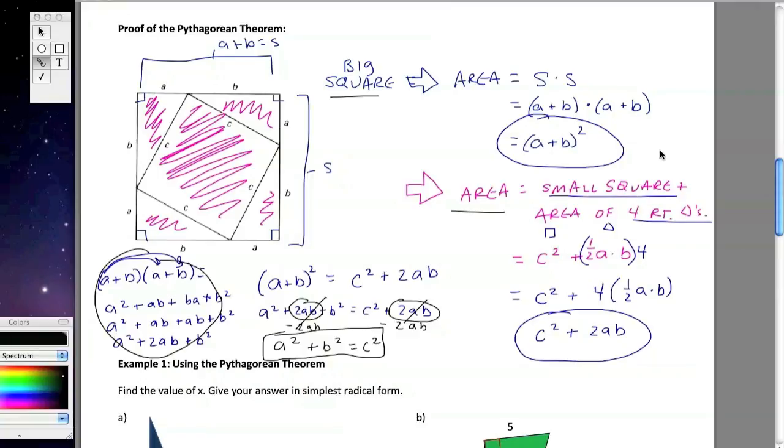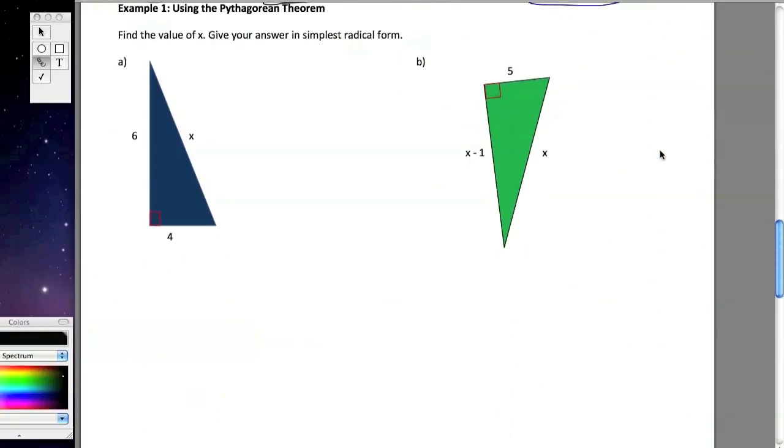All right, we're going to go down to example 1. If you've printed the packet out online, you'll have these right there. It says find the value of x, give your answer in simplest radical form. So what I'm going to do is label these things because I know that c is always opposite the right angle. So that makes this little c. I'll make this a and this b. It doesn't particularly matter because a and b are arbitrary, meaning that it doesn't matter if one of the legs is a and one of the legs is b, that's okay. Okay, and so this is going to be a because it's opposite of a. This is going to be b because it's opposite of b.